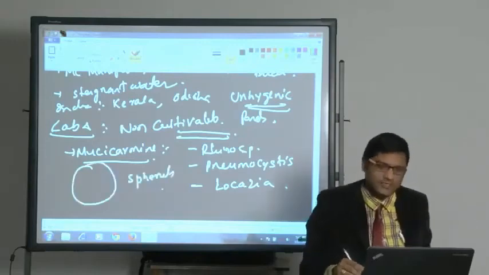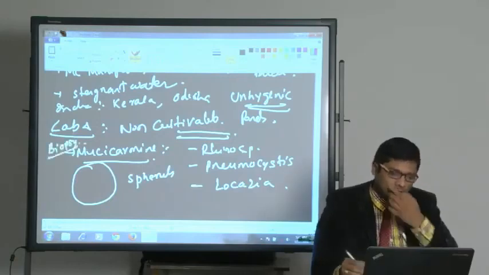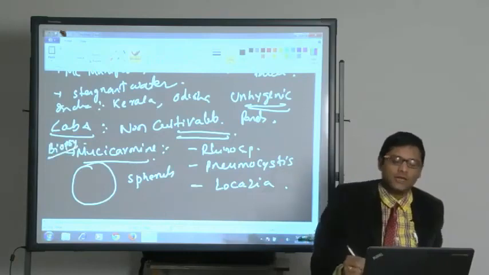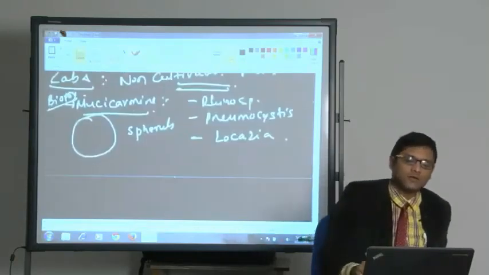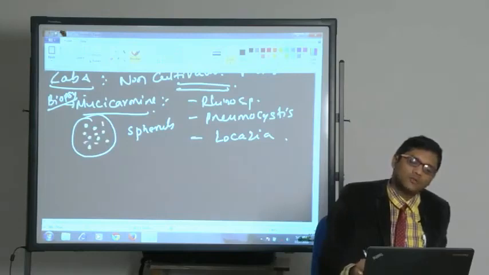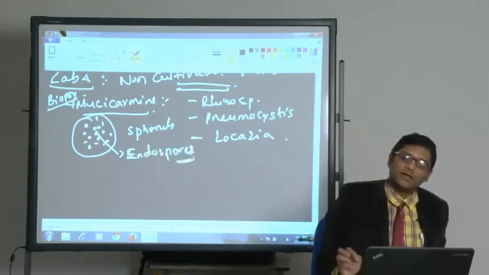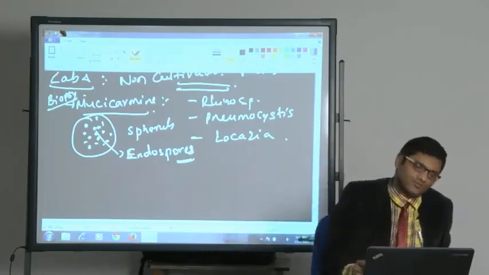If you do a biopsy, when you take a nasal polyp biopsy and stain with mucicarmine stain, the structures which are demonstrated are called spherules. A spherule is nothing but a big sporangium-like structure with numerous endospores inside.